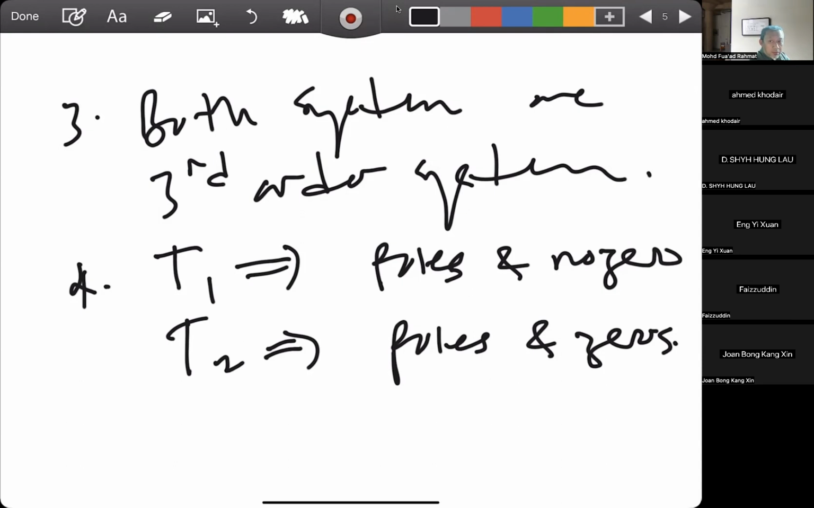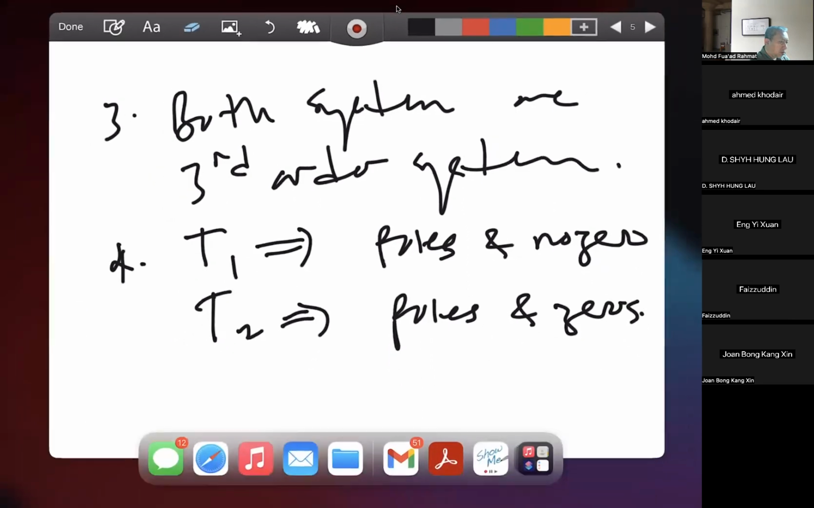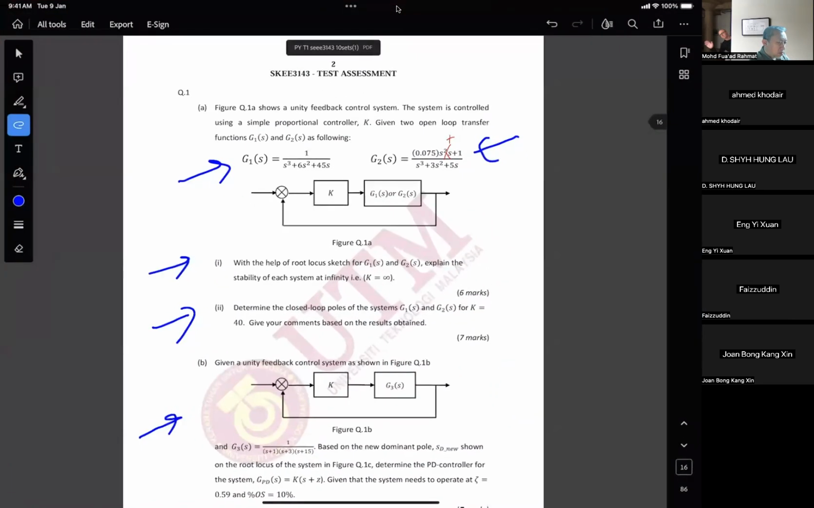Pak Izzuddin, apa bising? Pak Izzuddin. Sorry, Doctor. Fokus lah. Tolong kau buat test.